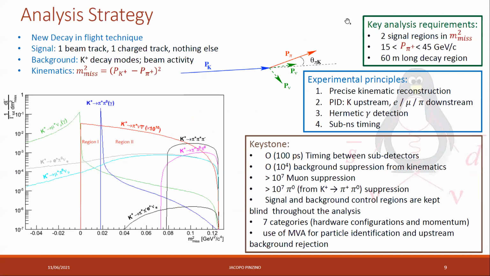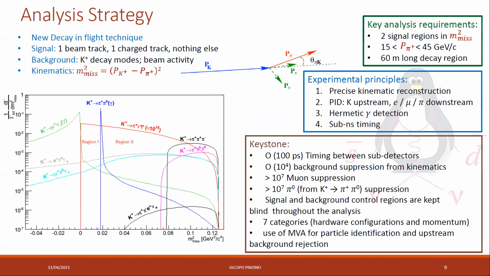The main important part of the strategy is that we use a new technique of decay in flight, with respect to the previous experiment that was using the decay of kaon at rest. The signal is very simple for this decay: one beam track and one charged track downstream, and nothing else. The background is all the decay modes and the beam activity.